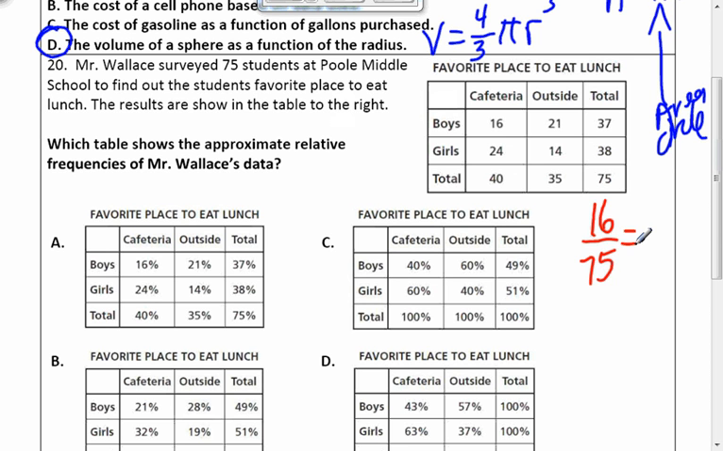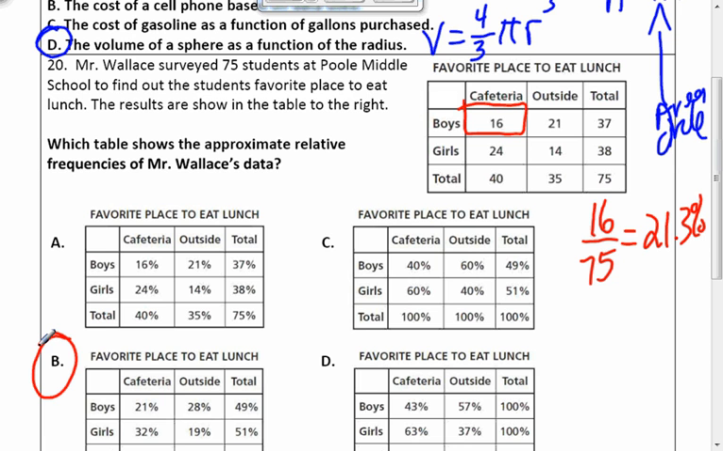There are 75 total students. And if I turn that into a percent, it's around 21.3%. So this box should be 21%. Only one of them has 21% there. That's choice B. If you're not sure, do another one.